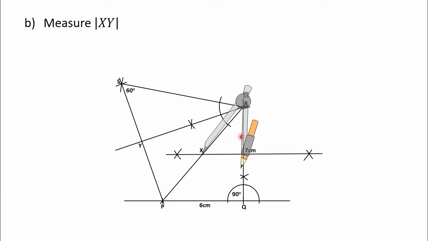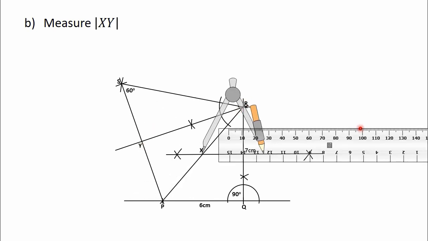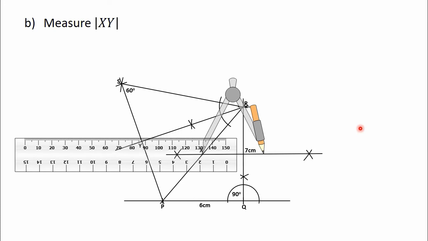Then after putting the needle on point X, I'll stretch the part of the compass holding the pencil to point Y. In the same way, if you put the needle on point Y, you stretch the part of the compass holding the pencil to point X. Here, the needle of the compass is on point X, so I'll stretch the part holding the pencil to point Y. By doing this, I have measured XY using the compass. I now have to find the length of XY. So what I'll do is that I'll bring the ruler and read the measurement on it.